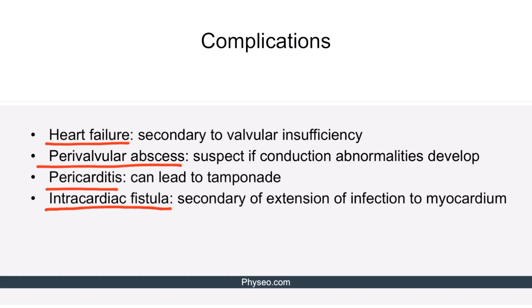It is important to know that a new onset heart block in a patient with endocarditis is indicative of a perivalvular abscess that involves the conduction system. Pericarditis in patients with infective endocarditis can lead to tamponade, and intracardiac fistulas can develop if the infection of the valves extends to the patient's myocardium.